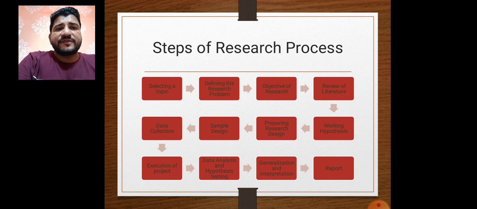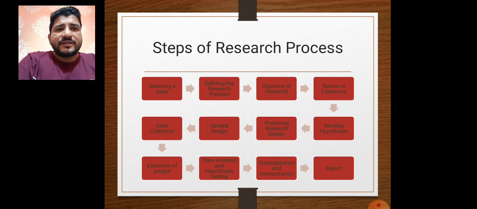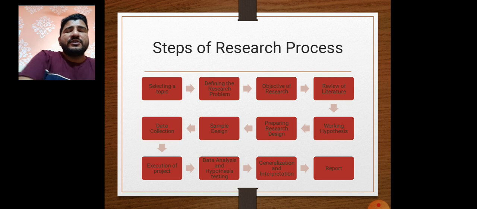There are a few steps for research: selecting a topic, defining the research problem, objective of research, review of literature, working hypothesis, preparing research design, sample designing, data collection, execution of project, data analysis and hypothesis testing, generalization and interpretation, and then the report. These are the steps of the research process.